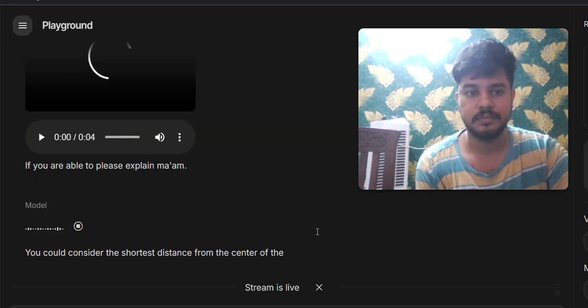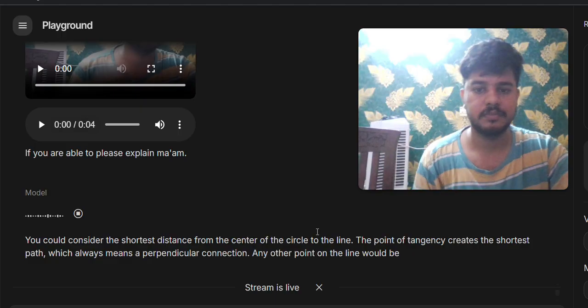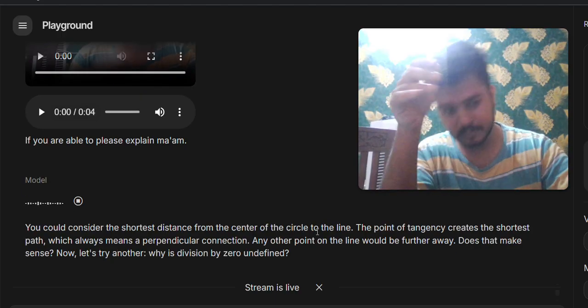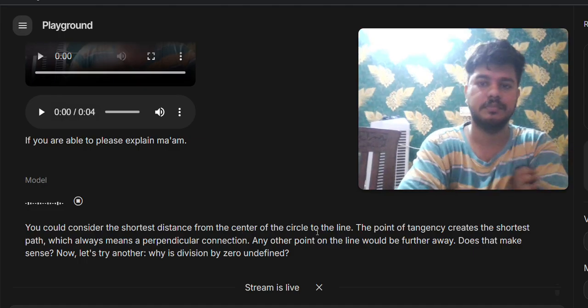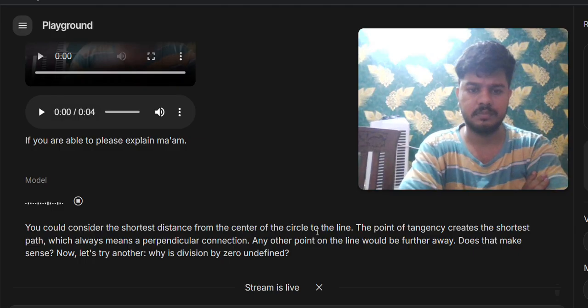You could consider the shortest distance from the center of the circle to the line. The point of tangency creates the shortest path, which always means a perpendicular connection. Any other point on the line would be further away. Does that make sense? Now, let's try another.